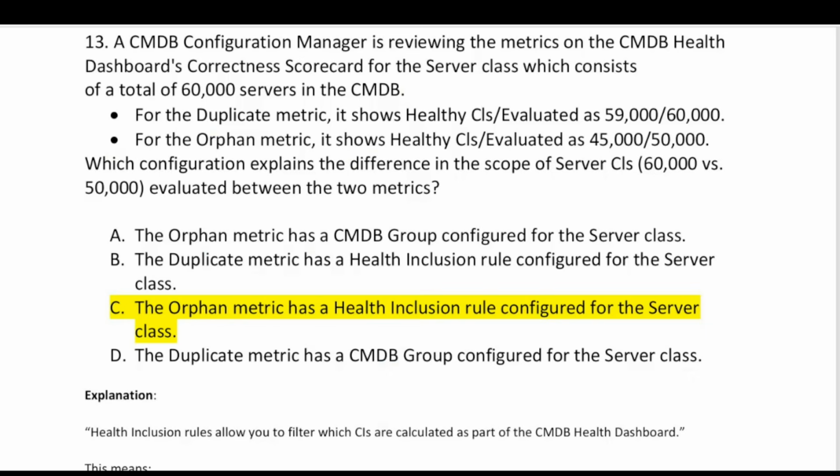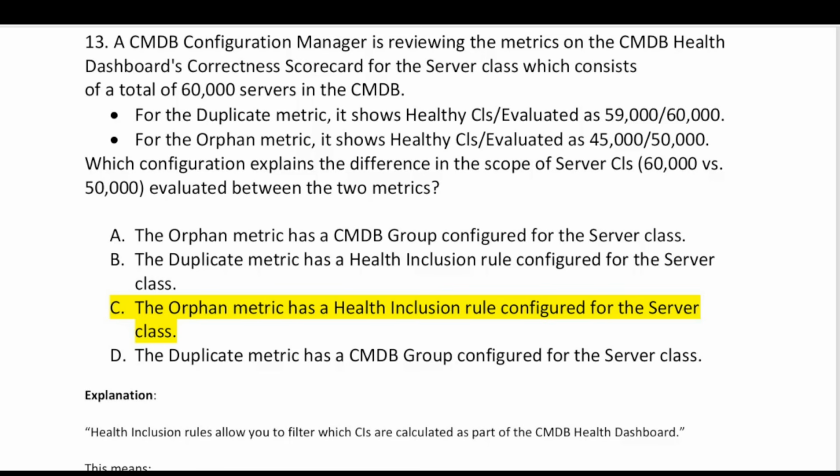Question is, a CMDB configuration manager is reviewing the metrics on the CMDB health dashboard's correctness scorecard for the server class, which consists of a total of 60,000 servers in the CMDB. First, for the duplicate metric, it shows healthy CIs evaluated as 59,000 of 60,000. Second, for the orphan metric, it shows healthy CIs evaluated as 45,000 of 50,000.